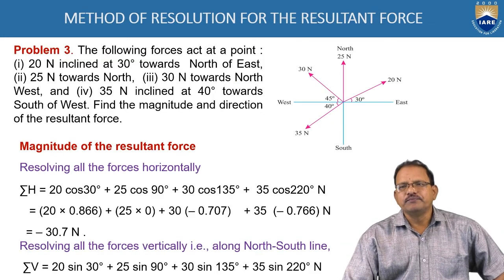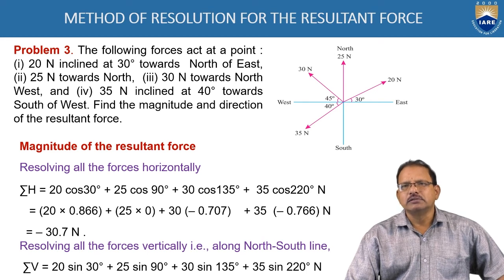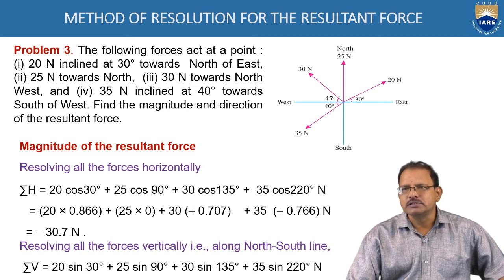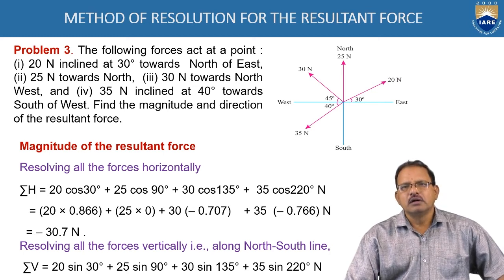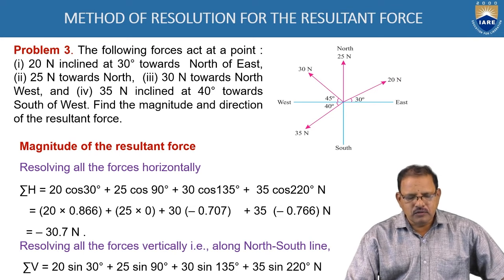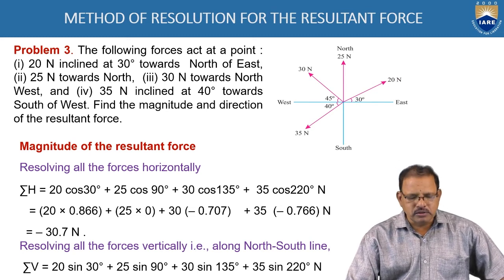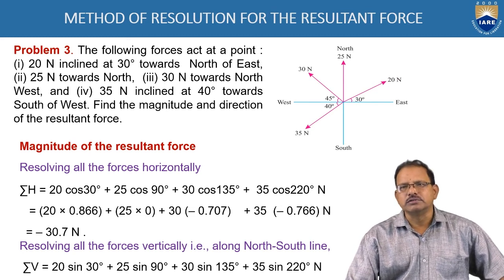Similarly, one more problem. The following forces act at a point. One is 20 newtons inclined at 30 degrees toward the north of east. Second, 25 newtons toward the north. Third force, 30 newtons toward the northwest. And fourth, 35 newtons inclined at 40 degrees toward the south of west. Find the magnitude and direction of the resultant force.